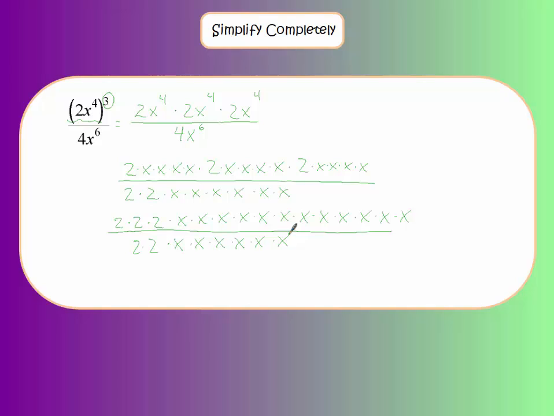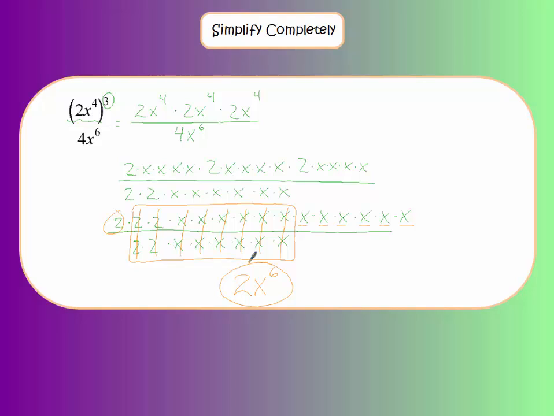Okay, well look, if I do this, the 2's and the x, x, x, x, x, x, they would all become 1, wouldn't they? It's the same thing over itself. And what's left here? Well, I'm left with just a 2 and 1, 2, 3, 4, 5, 6 x's. So I'm left with just 2x to the 6th. And that's all that you have to do.